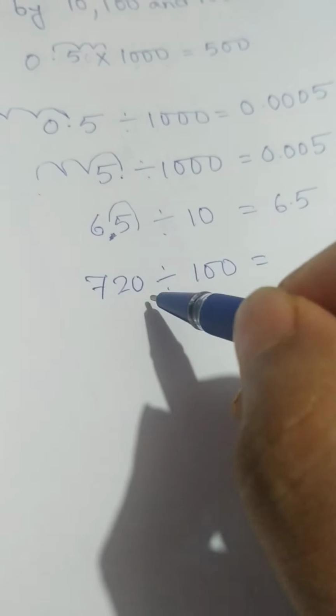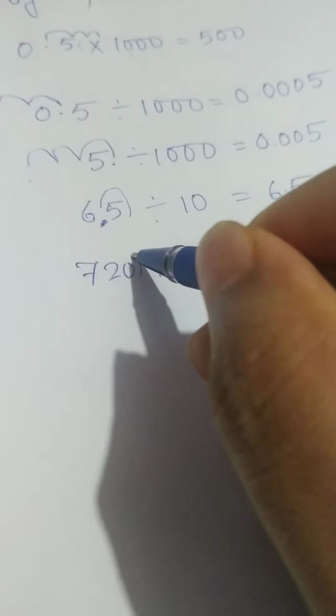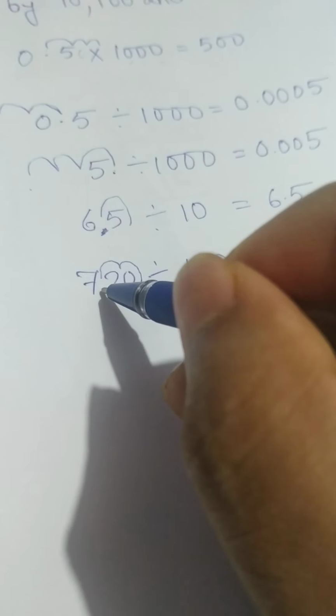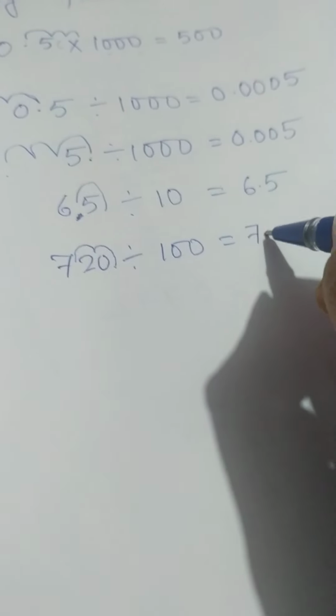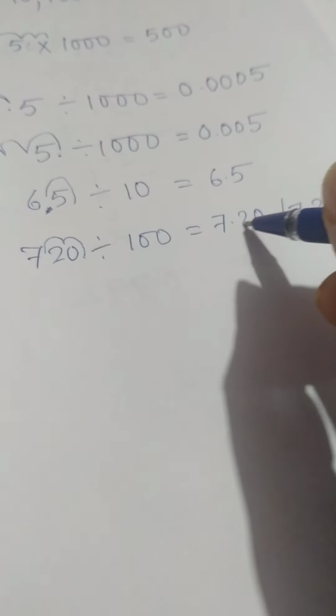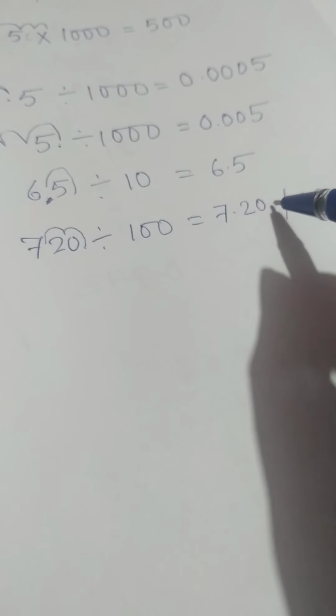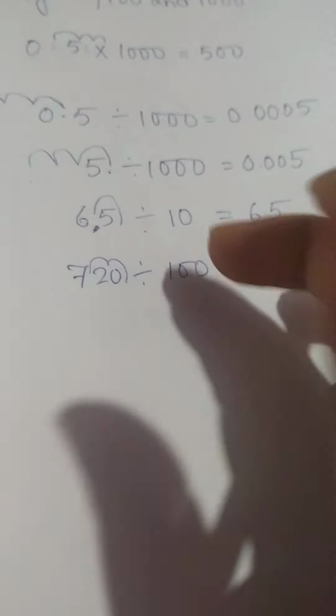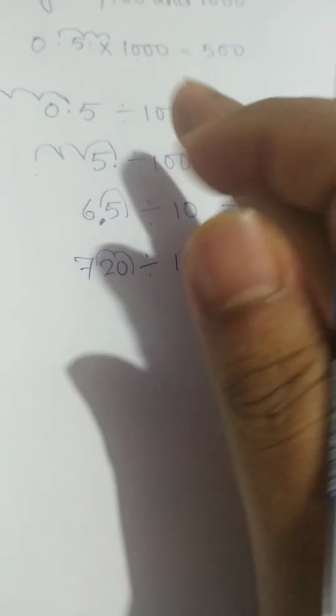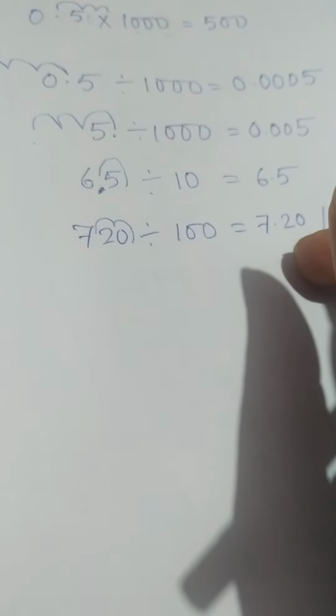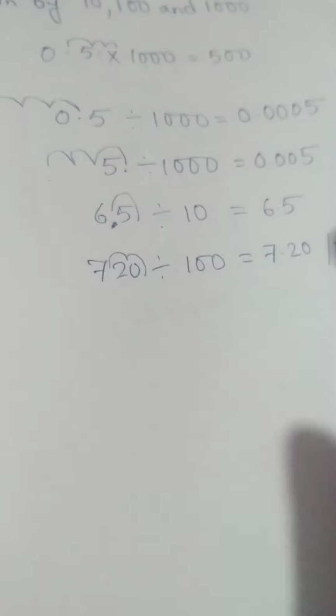Since this is a whole number, we need to consider the point from here: 1, 2. So the point comes over here, so the answer is 7.20, or we can just write 7.2, because after the decimal, if there is only 0, we don't consider the 0. We can just write 7.2. That's it. Okay, so you are getting the point. Dividing by 10, 100 or 1000, you just follow this normal way, just the opposite of the multiplication which you did.